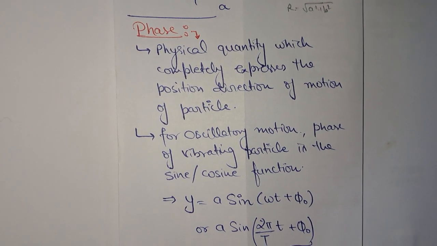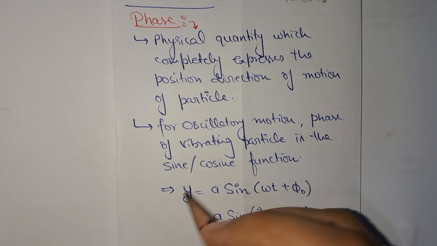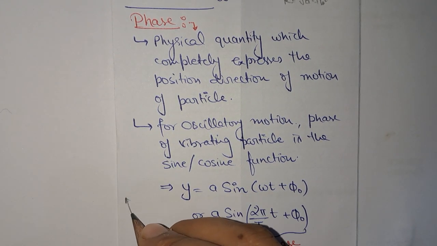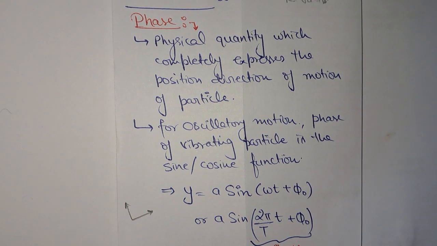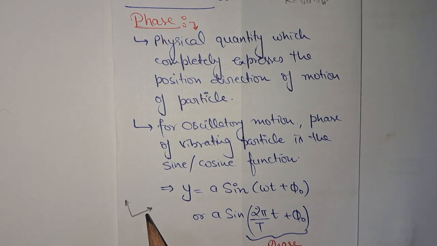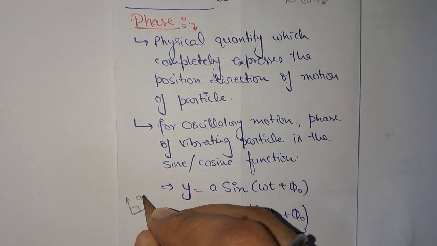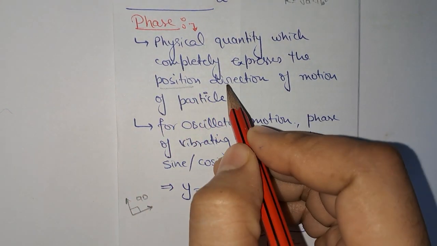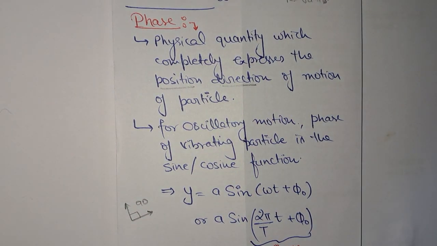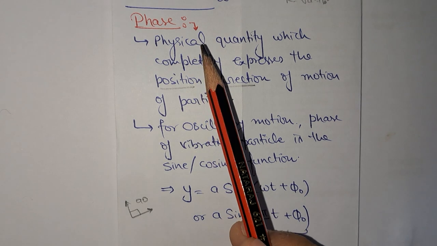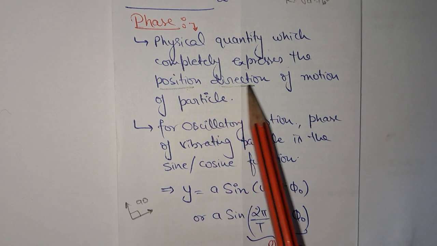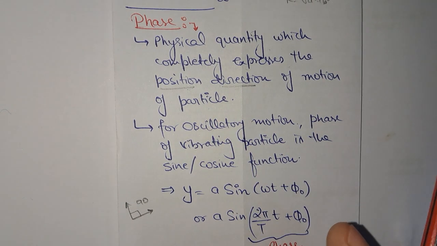Now let us discuss what phase is. Suppose one particle is moving in this direction and another particle is moving in this direction. Both are having different directions, so these can be said to have a phase angle of 90 degrees. So basically, what does a phase tell you about? It tells about the position and direction of motion of the particle. Therefore it can be defined as the physical quantity which completely expresses the position and direction of the motion of a particle, known as phase.